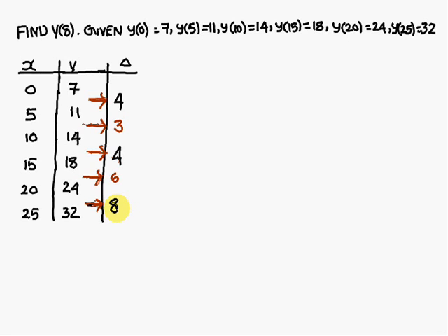So always you have to write these differences in between the concerned values. In the next step, 3 minus 4 is minus 1, so I have written in between these two values it is minus 1. This is the second differences, delta square, you are writing. Similarly 4 minus 3 is plus 1, I am writing here.